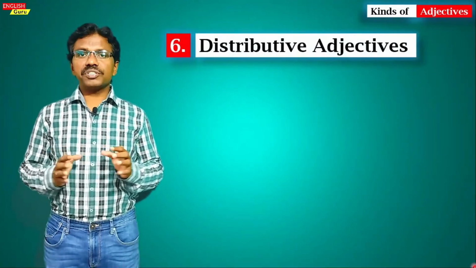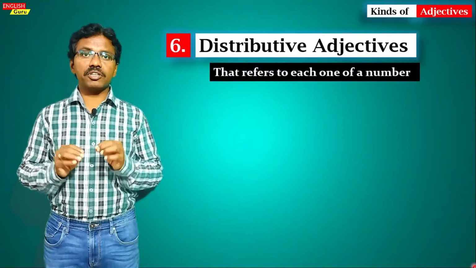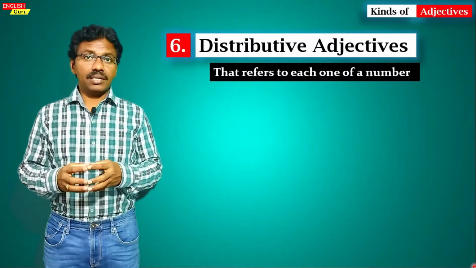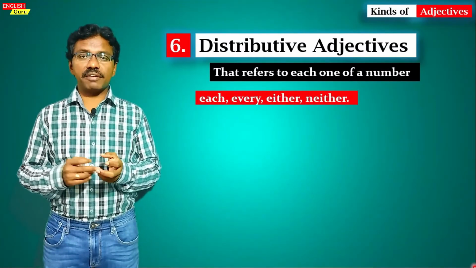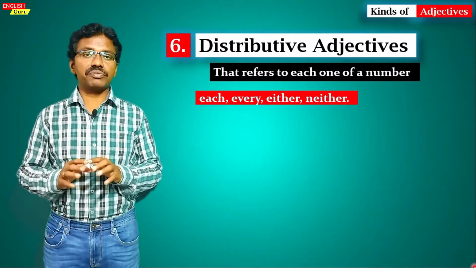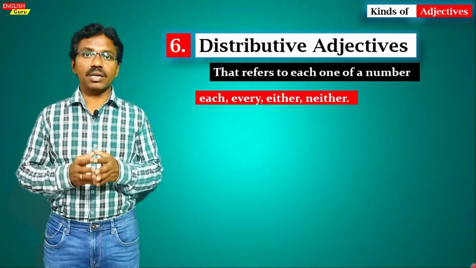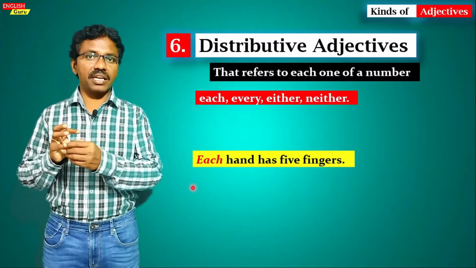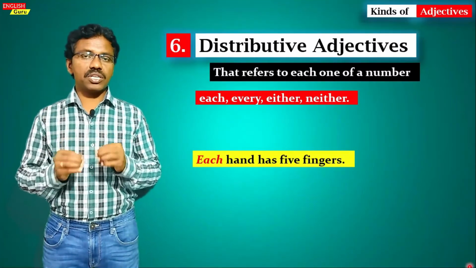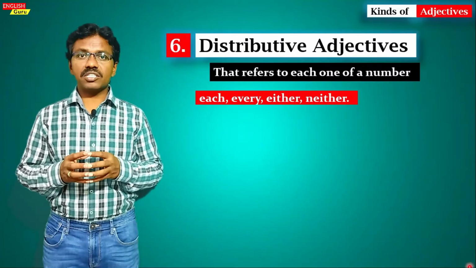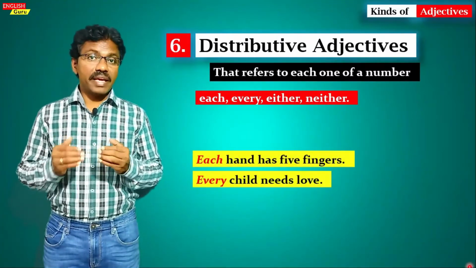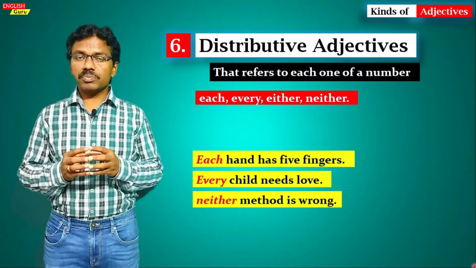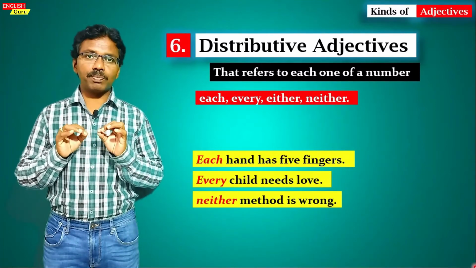The sixth one is distributive adjectives. Distributive adjectives refer to each one of a number, everyone, each one individually. The distributive adjectives are each, every, either, neither. They refer to each member. For example, "Each hand has 5 fingers." Each means every hand, so each is a distributive adjective. "Every child needs love." Every is a distributive adjective. "Neither method is wrong" or "either method is wrong." So distributive adjectives talk about each person or thing.